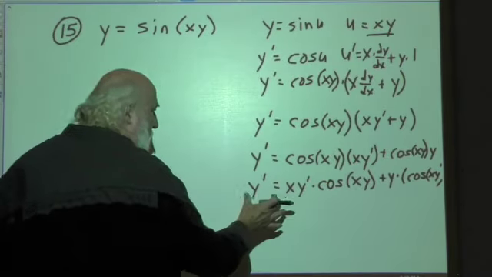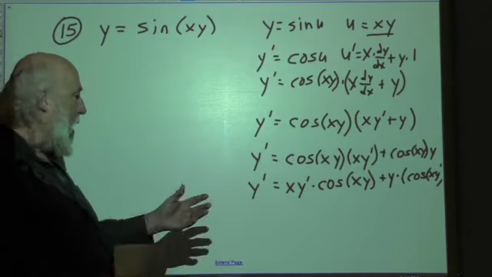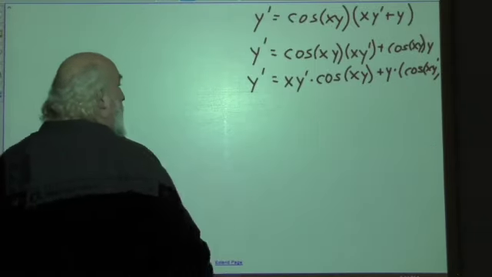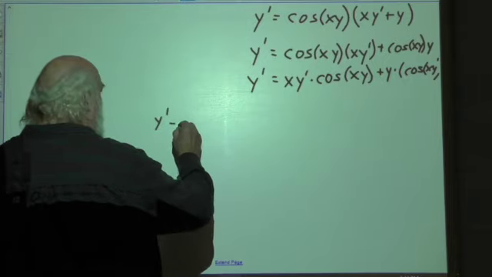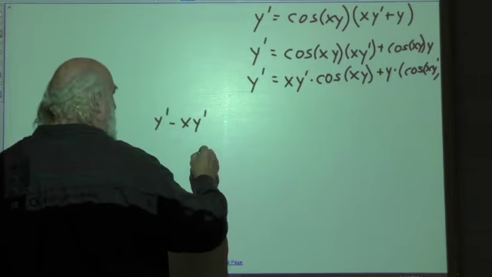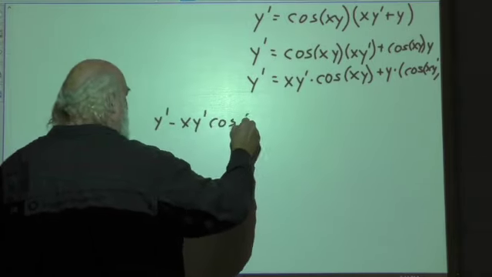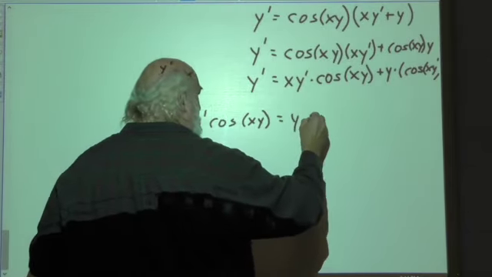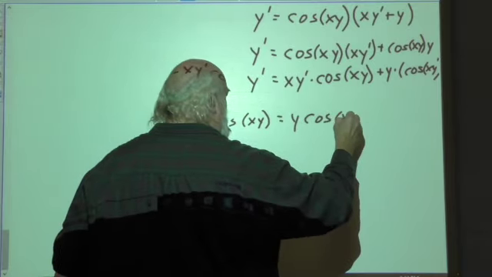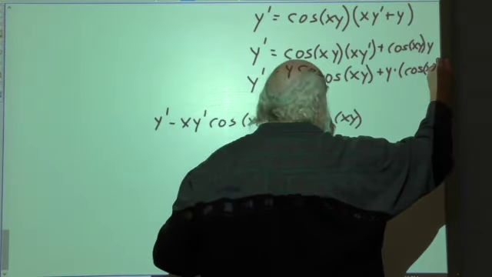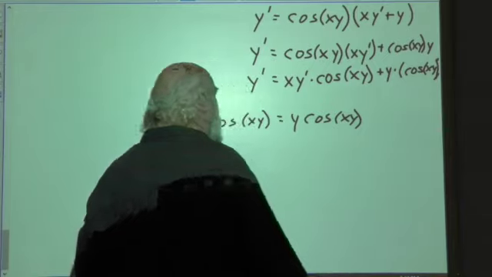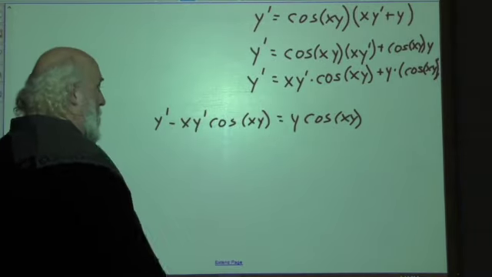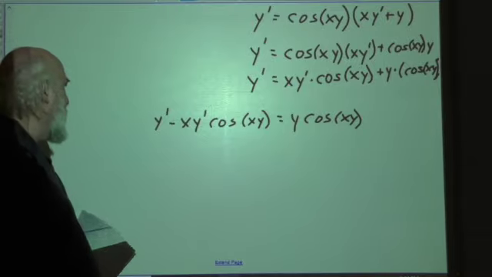Now I need to bring this over here, so I have to subtract this entire term from both sides. And when I do that, I get y prime minus xy prime cosine xy equals y cosine xy. Make sure you understand that's a parenthesis there. Actually two parentheses, but I ran out of room.